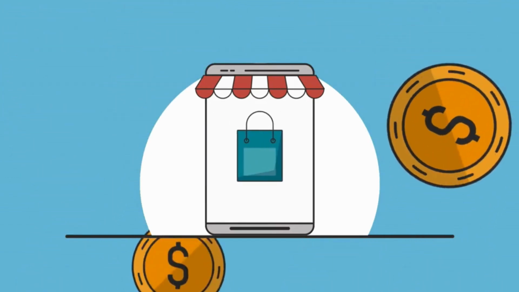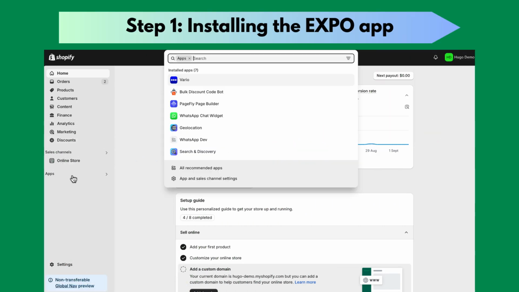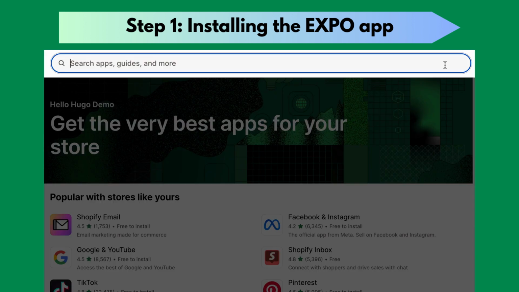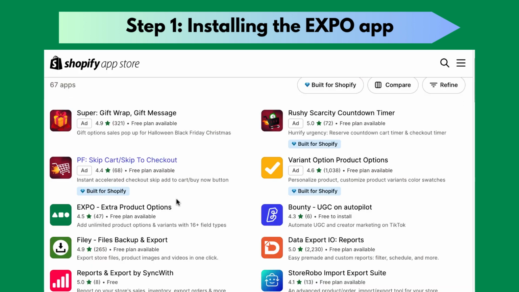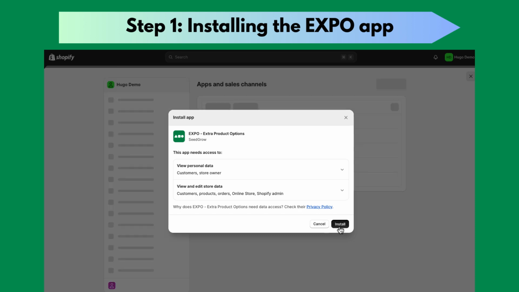step by step. First things first, let's start by installing the EXPO app from the Shopify App Store. Head over to your Shopify dashboard, click on Apps in the sidebar, and then navigate to All Recommended Apps to see more. Search for EXPO and click Add App. Once installed, you'll find EXPO in your apps list, and follow the prompts to install it into your store.